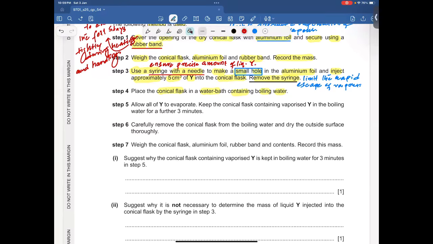Why do we need a water bath? A water bath is used for uniform heating. It is safer, and it is also used to control the temperature. So, to control the temperature and uniform heating. Also, it is safer.